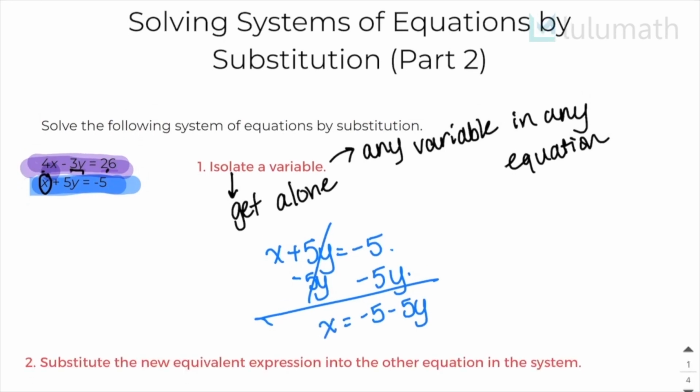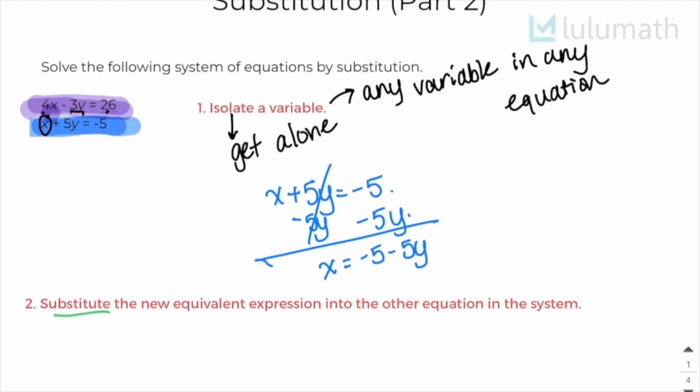Okay, now that I've done that, I can substitute, hence the method of substitution. The name of the method is substitution. I substitute the new equivalent expression into the other equation in the system. We know that x is equal to negative 5 minus 5y. So this is our expression right here that's going to replace the x. By writing x equals here, it's now an equation, but I'm only replacing this part right here, which is the new equivalent expression, into the other equation. The other equation is this purple one up here, 4x minus 3y equals 26.